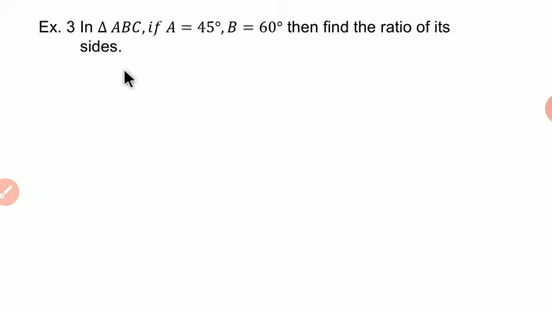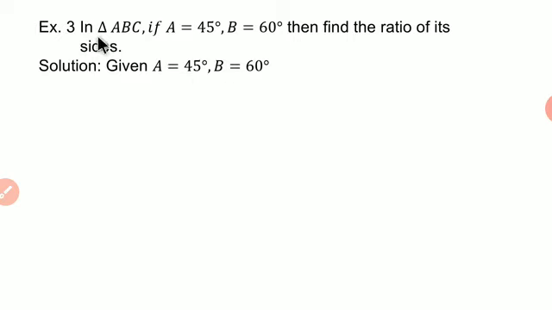Okay. Now we know in triangle ABC, the sides are represented by small letters a, b and c. a is side BC, b is side AC and c is side AB. Again we have been given two angles of the triangle and our aim is to find the ratio of the sides, that is, our aim is to find here a is to b is to c. So solution: given A is equal to 45 degree, B is equal to 60 degree.